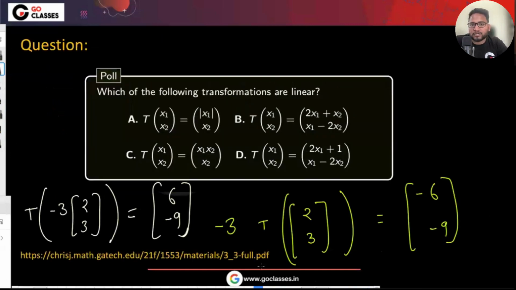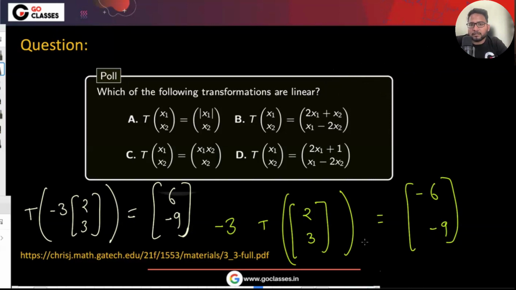Tell me directly in this particular question, is the output a linear function? See, this mod is not a linear function. A linear function, in the sense that if the entries are, let's suppose, x1, x2, then it should be c1 x1, c2 x2, like this.